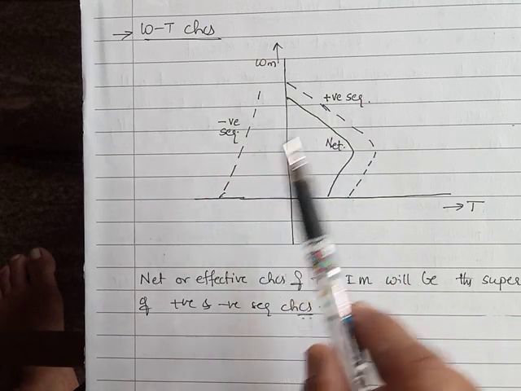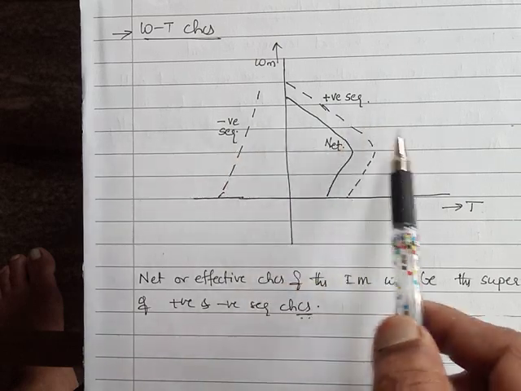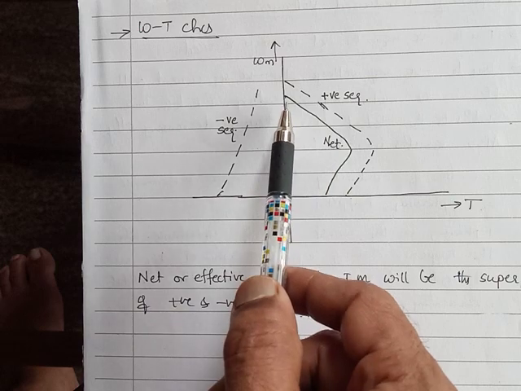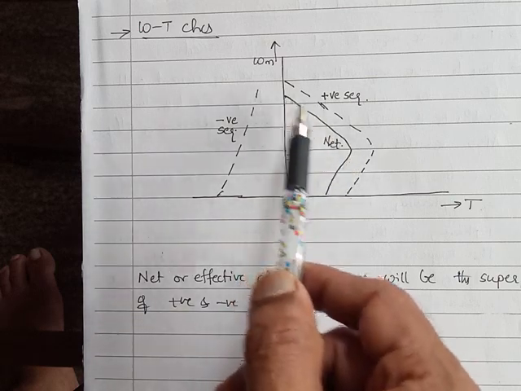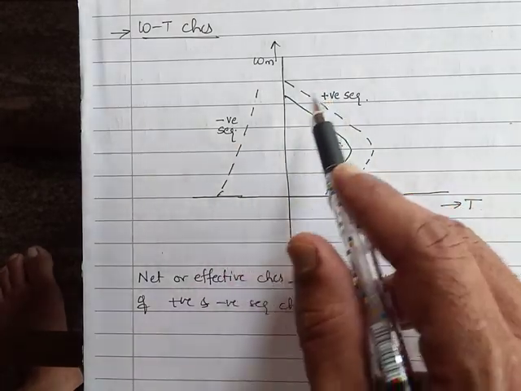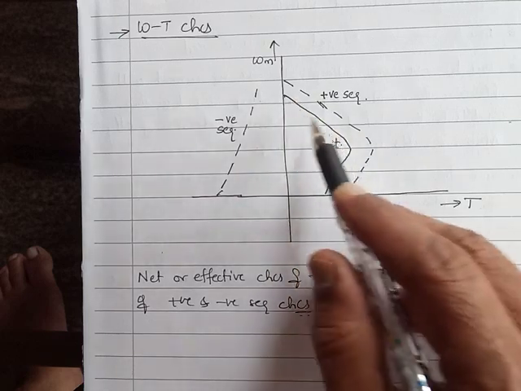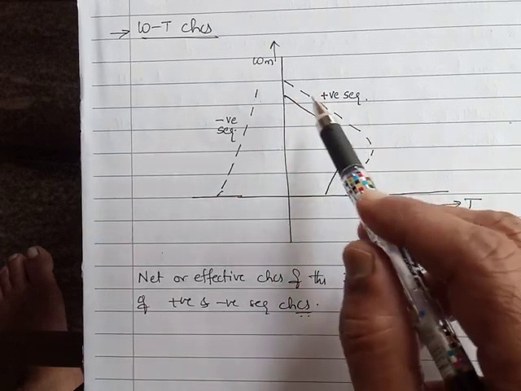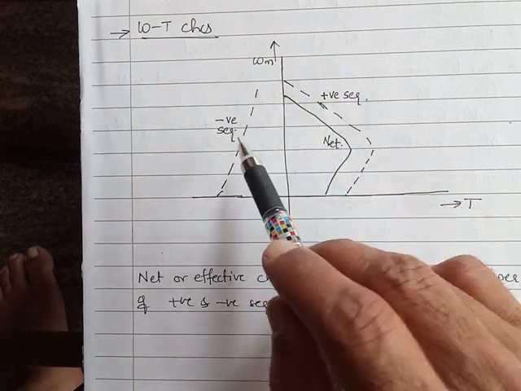So the resultant performance, or the net performance, is actually the superposition of these two, that gives us the actual performance. Are you able to see? The dotted ones are due to the unbalanced operation. This is the resultant. The unbalanced operation due to each group of voltage.